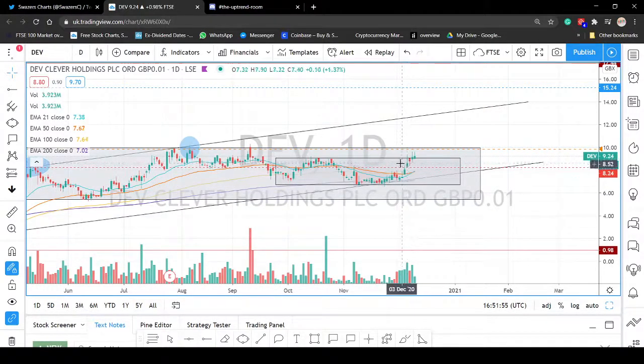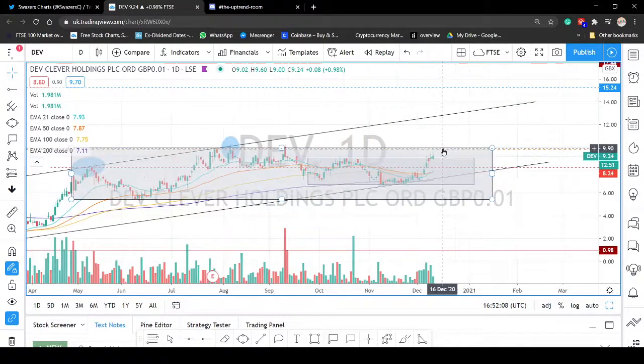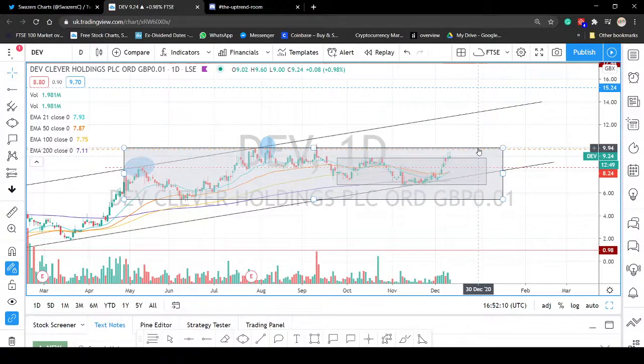Then price, and we've talked about this before, is now using the top of forming resistance as new support. Why? Because it needs a foundation, if you like, to test this level here, this next level of consolidation, as we can see here. So let's see what happens.